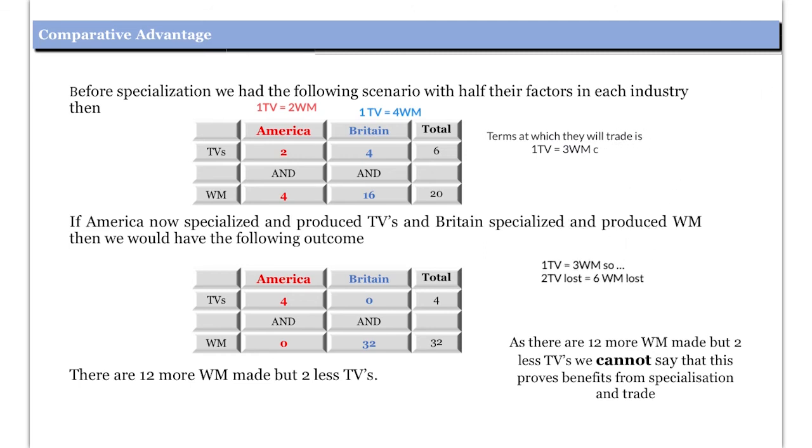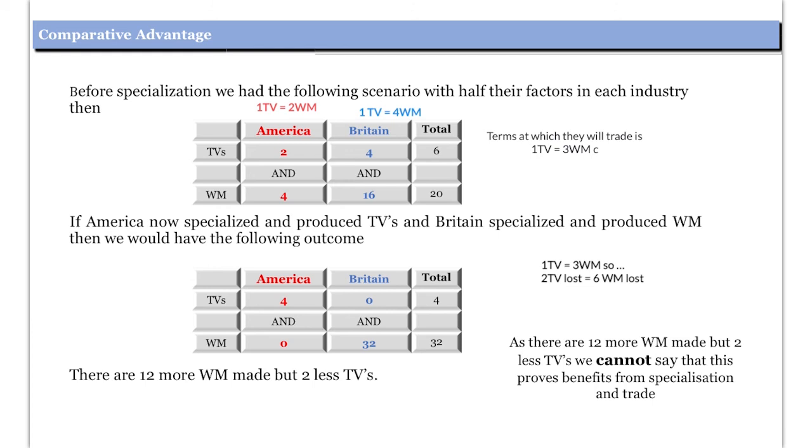Now, once you've done that, you can then say in the exam that if the value of one television is 3 washing machines, that's what they'll trade at, then 2 televisions is 6 washing machines. So the loss of 2 televisions is equivalent to the loss of 6 washing machines, but we gained 12, we lost 6, so therefore there's gains from trade. That would be a mathematical way of showing gains from trade, just by working out the ratio at which they're going to trade, and then you should always find that that works.